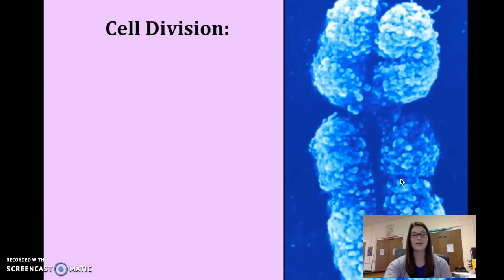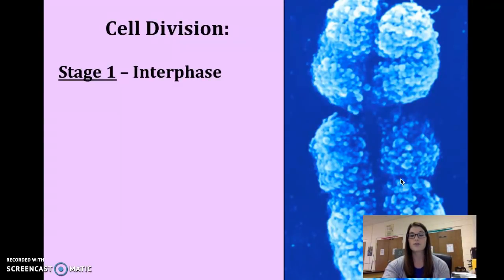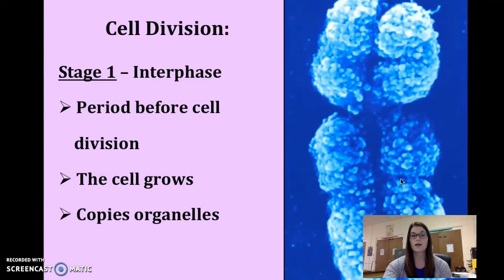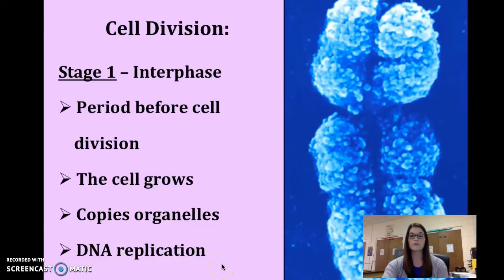Okay, so cell division. The very first stage in cell division is called interphase. This is before mitosis actually happens. Interphase is a super important part of the cell cycle because in order for a cell to divide properly, it has to do all this stuff in interphase before it can actually divide. Interphase is actually the longest part of the cell cycle, which I will show you in a moment. It's the period before the cell actually divides into new cells.